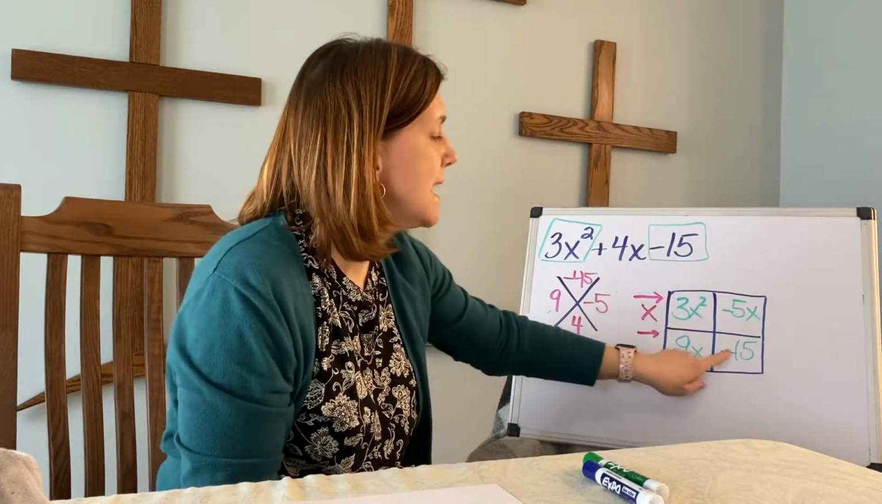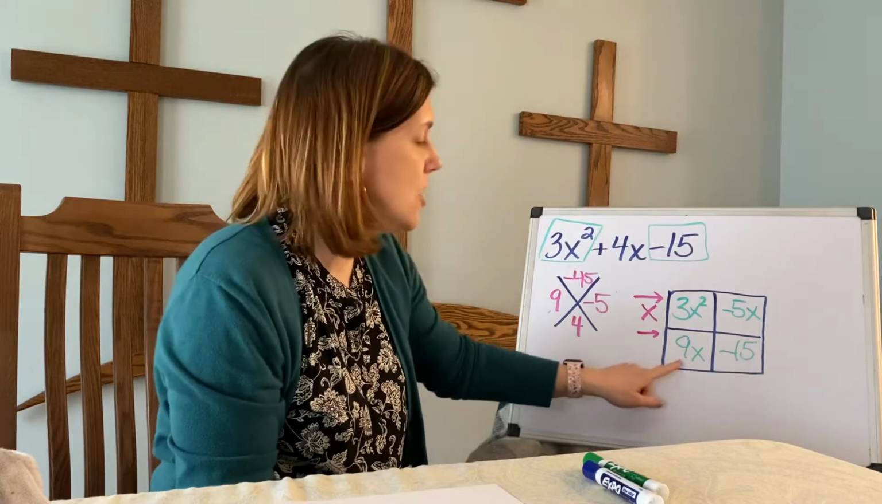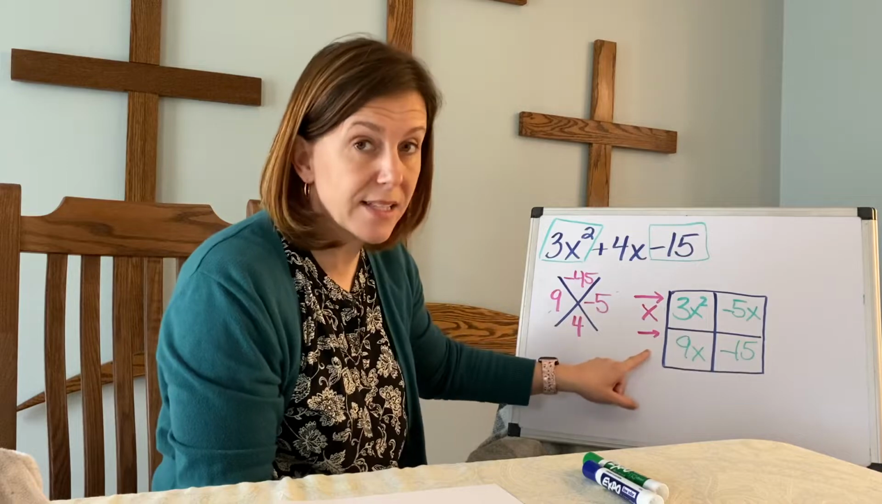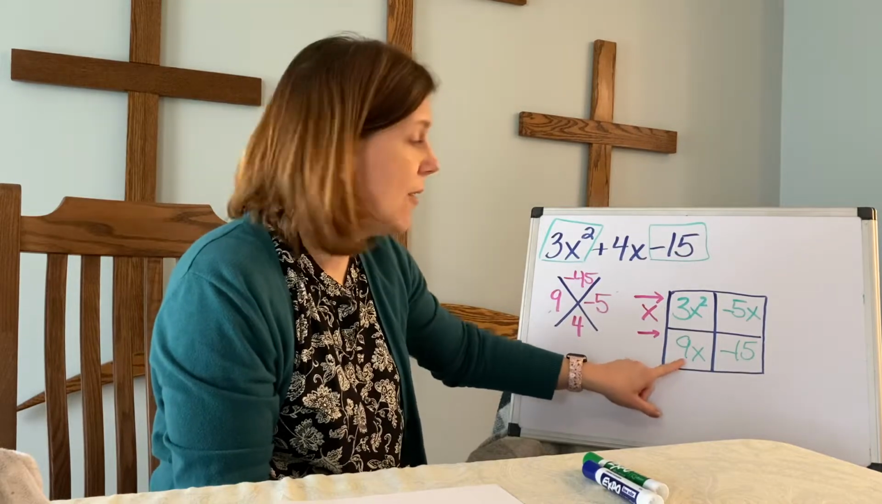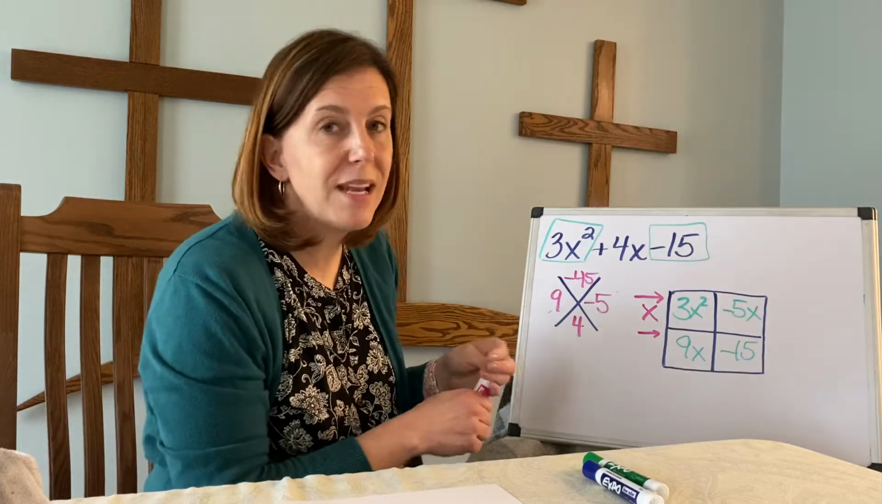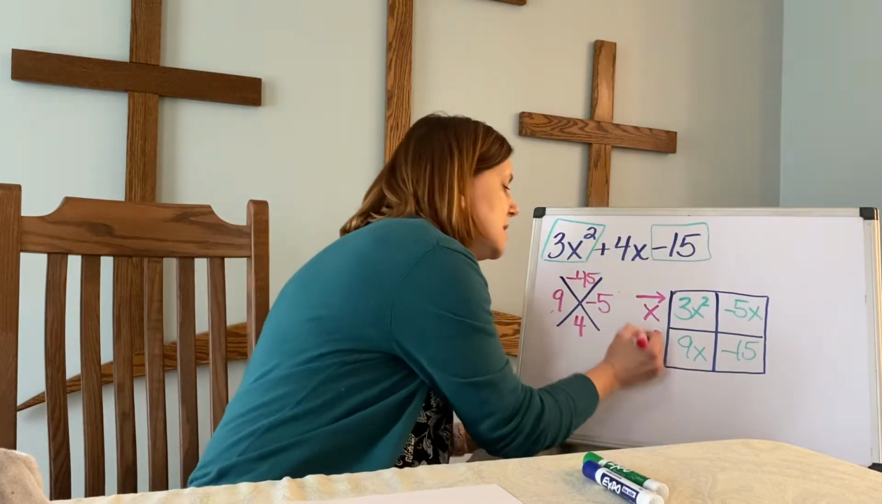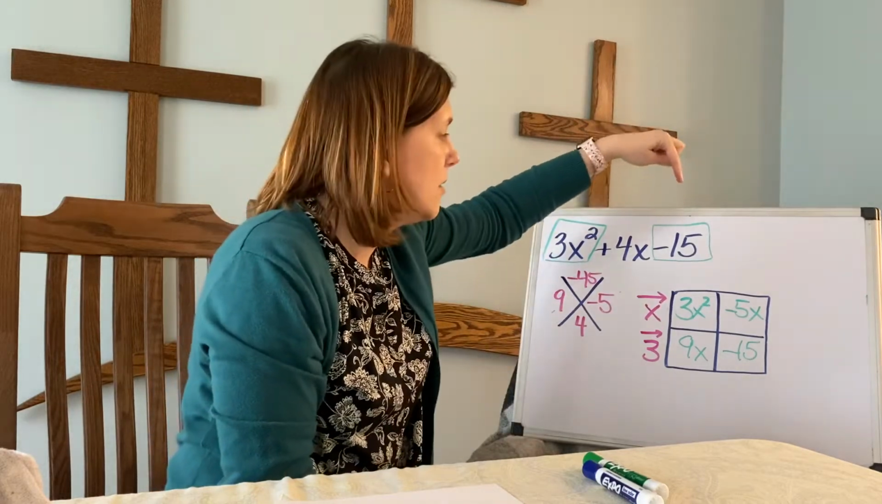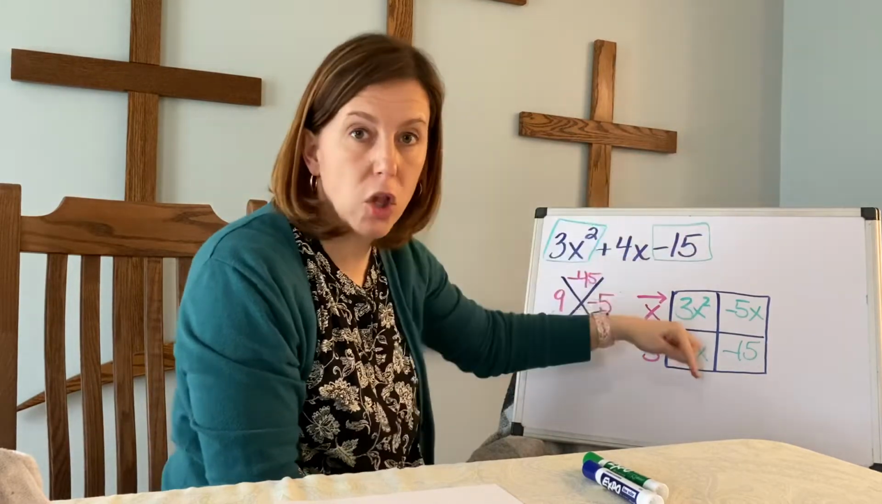Between 9x and negative 15, I notice that this one doesn't have an x in it at all, so there will be no x in my greatest common factor. Now I'm just looking at the numbers, 9 and negative 15. Well, the greatest number that goes into both of those is 3. So now I want to look vertically at my columns.